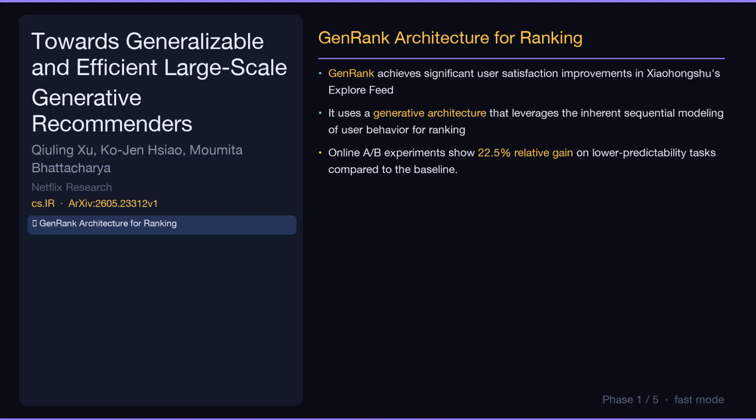GenRank achieves significant user satisfaction improvements in Xiaohongshu's Explore feed. It uses a generative architecture that leverages the inherent sequential modeling of user behavior for ranking. Online A/B experiments show 22.5% relative gain on lower predictability tasks compared to the baseline.